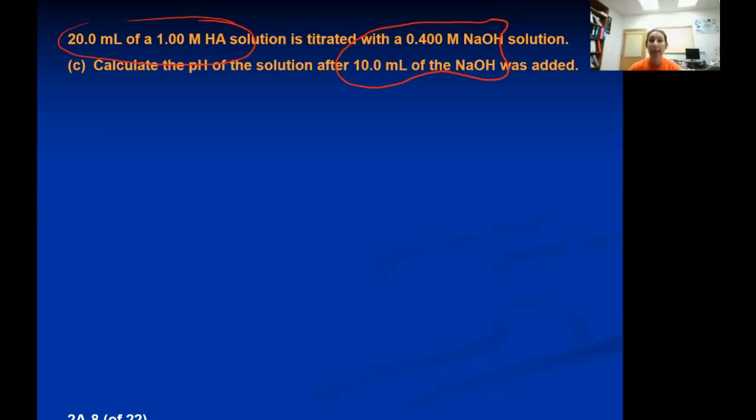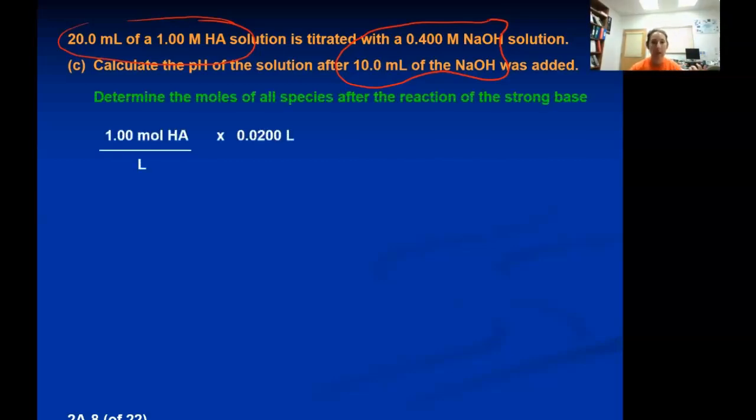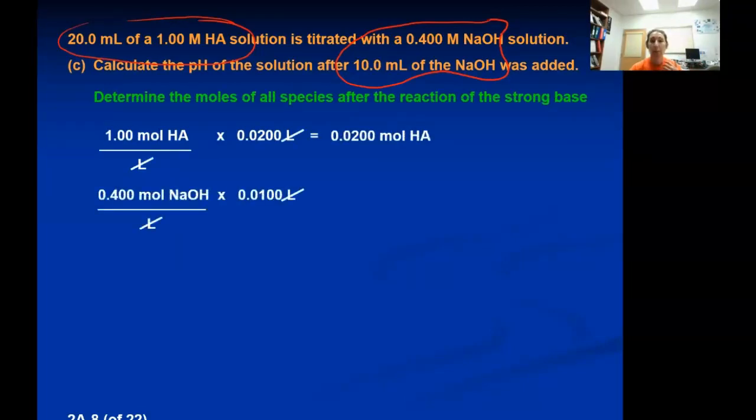The reason, and when you have to do a mole table, is when you add something to something else. That's when you do your mole table. When you're adding something to something else, you've got to do a mole table. So first things first, we have to find our moles, right? And you have to find both moles.